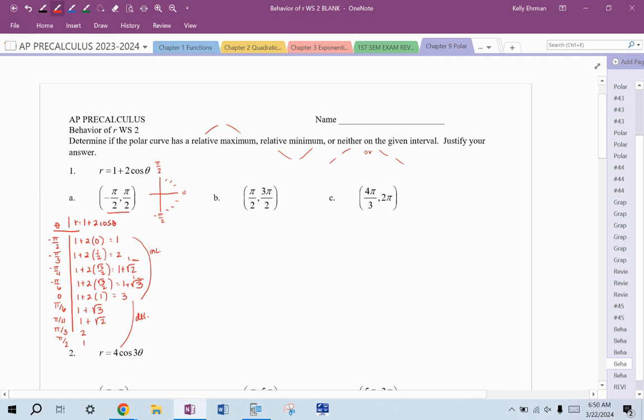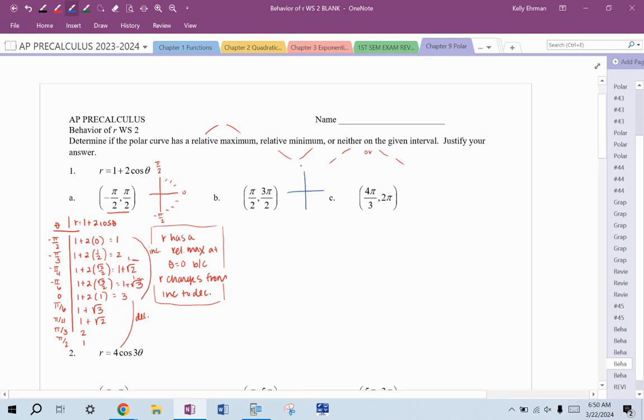My answer here, if I had to write this for the AP exam, I would say r has a relative max at theta equals 0 because r changes from increasing to decreasing. We have a very similar concept in AP Calculus where you use basically the same explanation, but we're talking about f of x instead of r. When you have to justify there's a relative max, you specifically have to say the function is changing from increasing to decreasing.